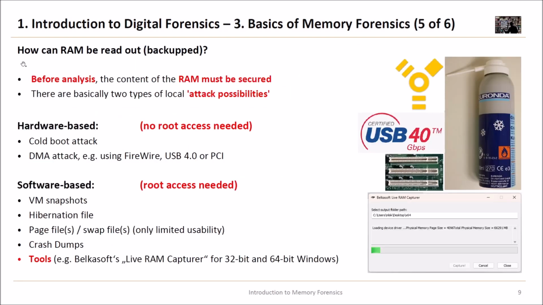Now let's have a look, how can RAM be read out or backed up? Because before we analyze anything, the content of the RAM must be secured. And there are basically two types that are called local attack possibilities, because it's actually as if you attack the hardware or the RAM. We have hardware-based attacks and software-based attacks. The main difference is that with hardware-based attacks, no root access is needed. So you don't need to be root on the system, so the administrator with the most privilege. And we have then software-based attacks where root access is needed.